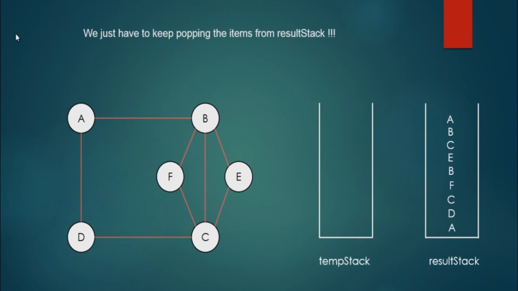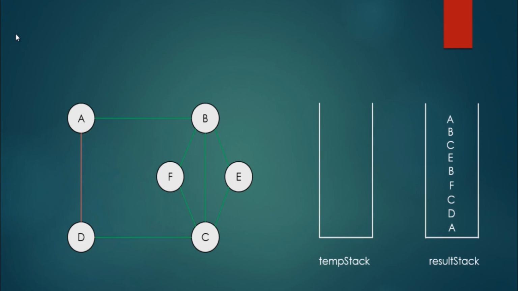So we just have to keep popping the items from the result stack, as I said earlier, and because A is the first element and then B, the edge between A and B will be the first edge in our solution. Then we have to go to C, then to E, to C, then E, then B, then F, then C, then D, and lastly back to A, because that's the definition of Eulerian cycle, that the starting point is the same as the finishing point.